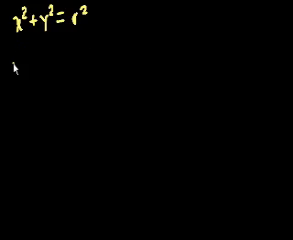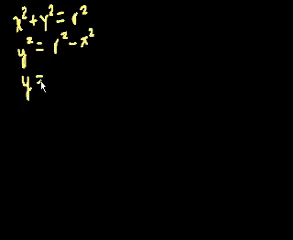So let's figure out the equation for the volume of a sphere. So what's the equation? It's x squared plus y squared is equal to r squared. And let's just write y as a function of x, just so we can do it the way we did that last problem. So you get y squared is equal to r squared minus x squared. y is equal to the square root of r squared minus x squared. And let's draw it.